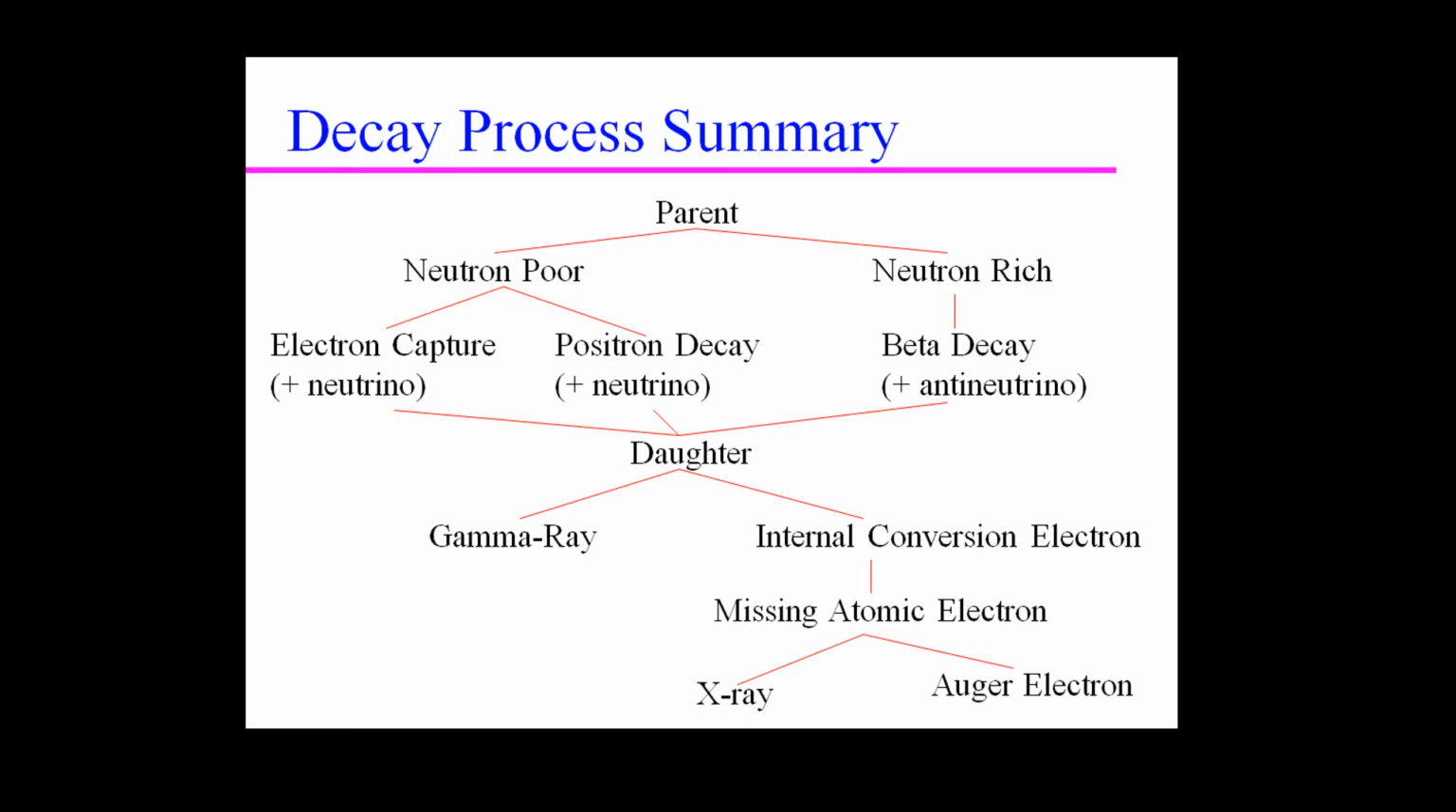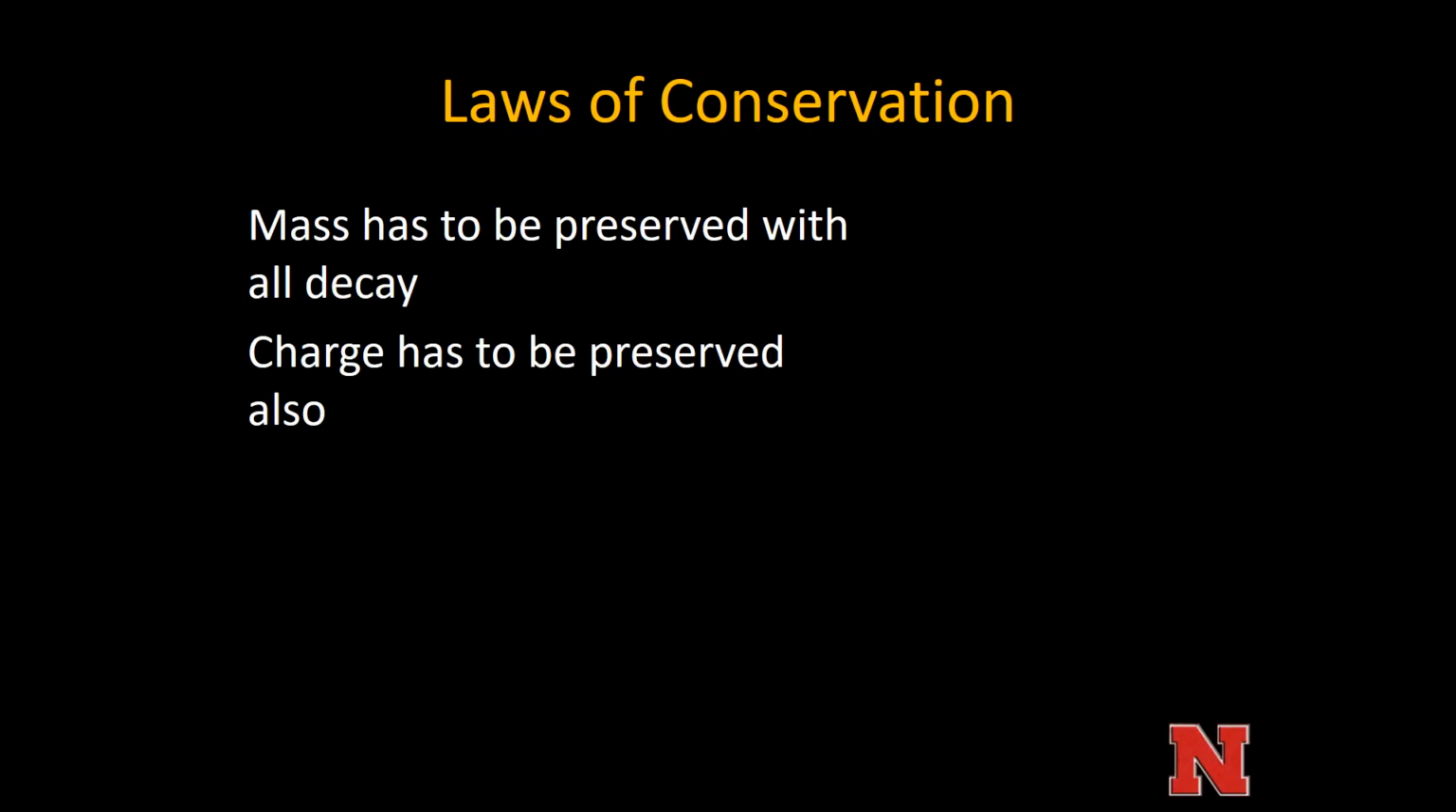All right, so here's a summary for decay processes. If you have a parent and it's neutron poor, it tends to undergo electron capture. If it's neutron poor, it can also undergo positron decay. If it's neutron rich, it tends to undergo beta decay. All of those daughter particles that are created through electron capture, positron decay, beta decay tend to form daughter products which are unstable. They then undergo decays which can oftentimes emit gamma rays or undergo internal conversions of electrons that eventually release X-rays.